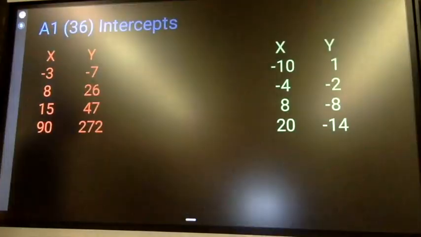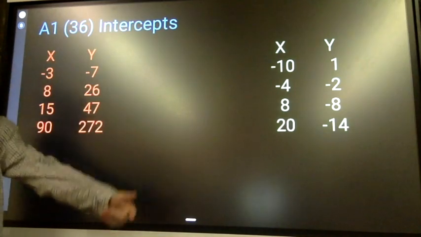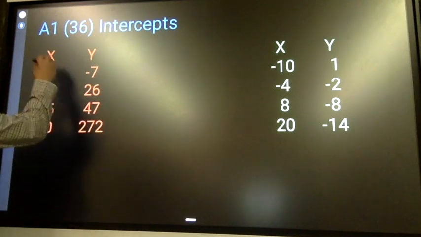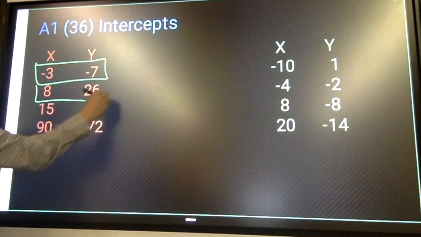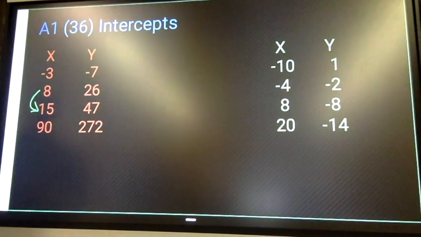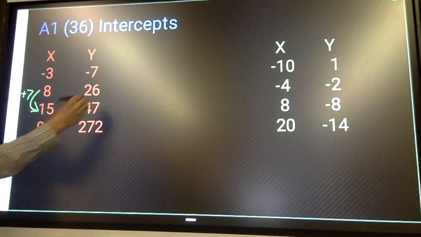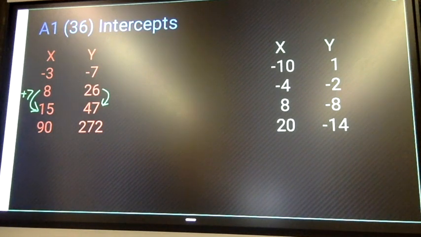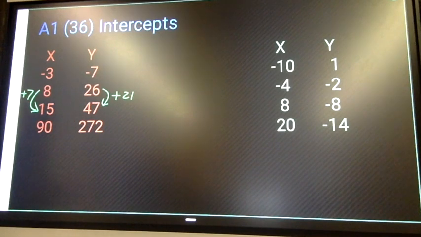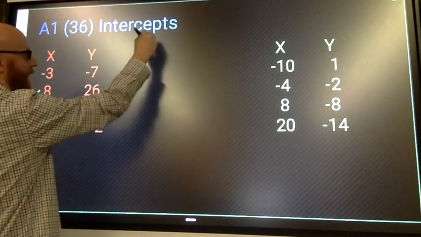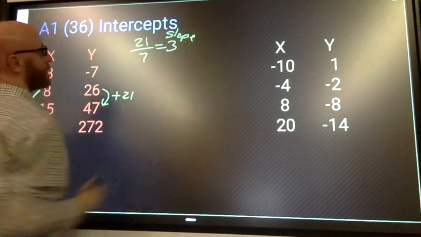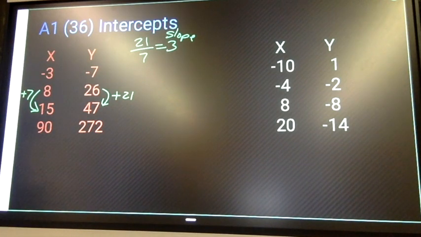A different thing that you could do is use the table to write an equation. If you remember from skill number 29, point slope form, we can find the distance. Actually, let me use positive numbers. Find the distance from 8 to 15, that's plus 7. The distance from 26 to 47, that's plus 21. Slope is change of y divided by change of x, 21 over 7. 3 is my slope. And now I could write an equation.